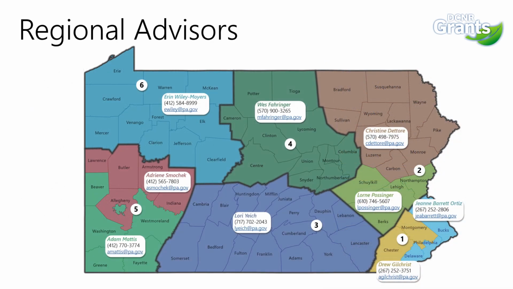The map on this slide will help you determine which regional advisor covers your county or region and displays their contact information. This map is also available on the DCNR Grants website.